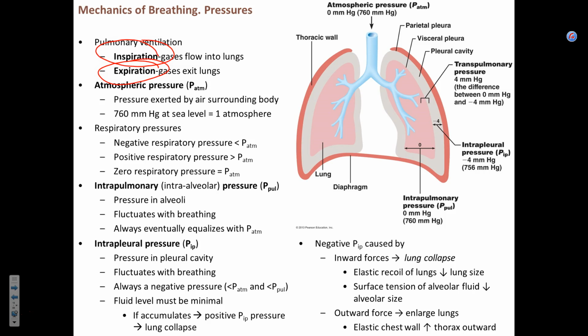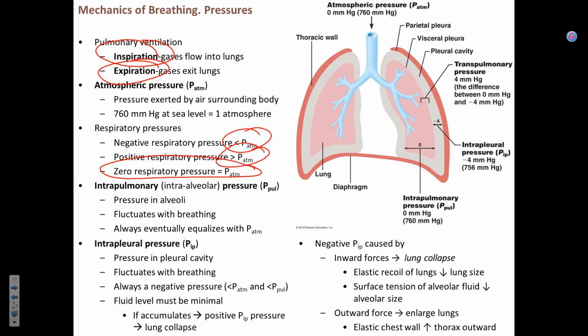So, for our purposes, we consider that respiratory pressure equals 0 when it's atmospheric pressure. So basically, if I just stop breathing for a second, my respiratory pressure is 0. That makes sense? Because atmospheric pressure in the lungs is 0. Am I clear? Good. Negative respiratory pressure is lower than atmospheric, positive is higher.